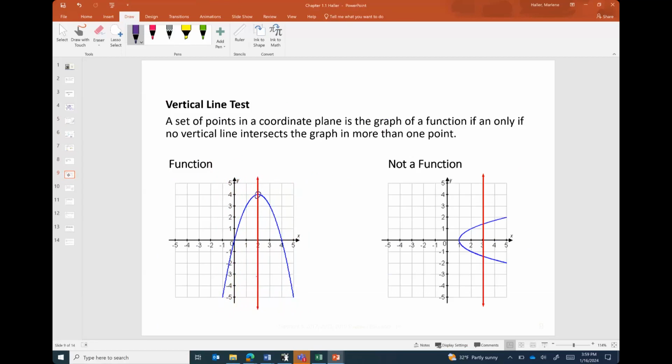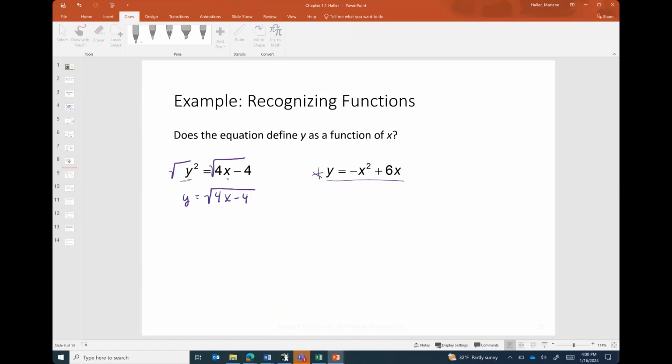If I move it somewhere else, it only intersects it once. Compare that to the graph on the right. That is not a function, because when I move that vertical line left to right across the graph, it intersects the graph in two places, lots of times, right? It does intersect only one place, right there, but there's too many times that it intersects in more than one place, so we would say it is not a function, right?